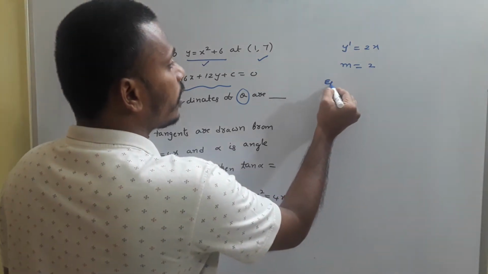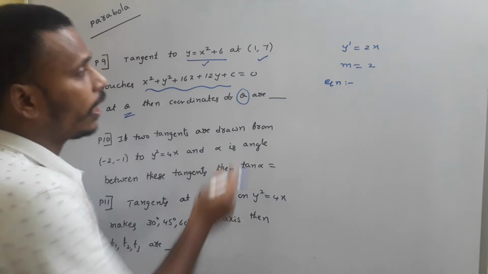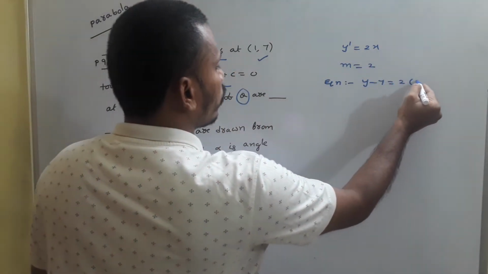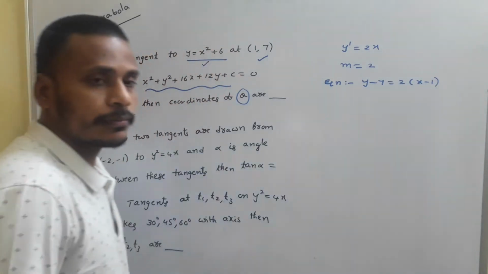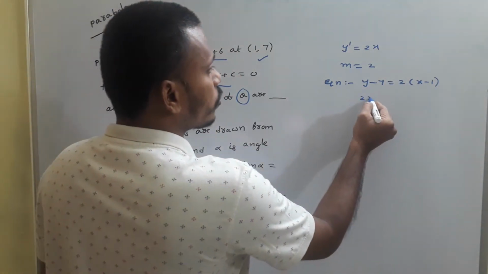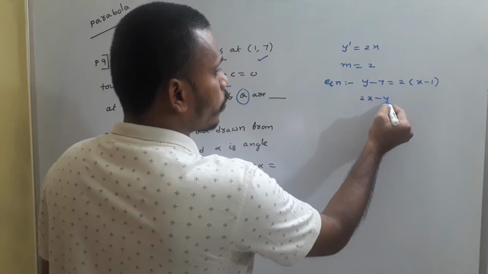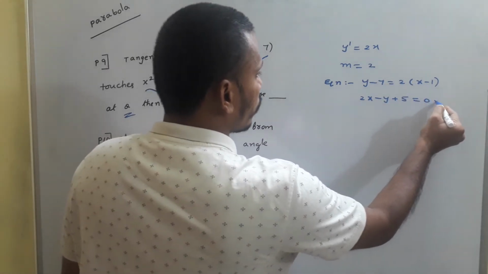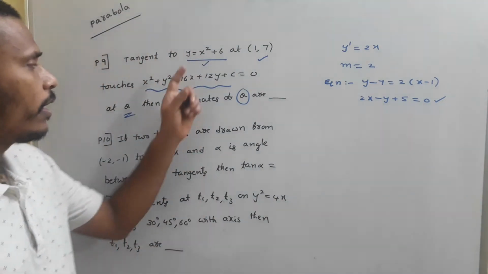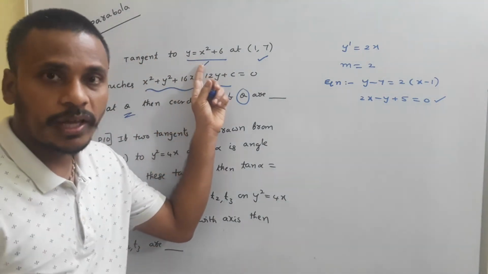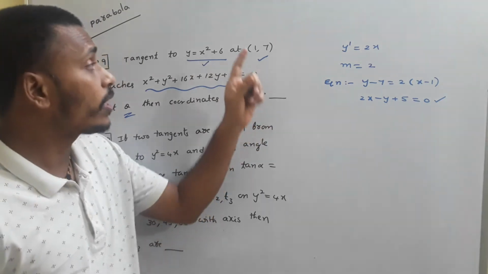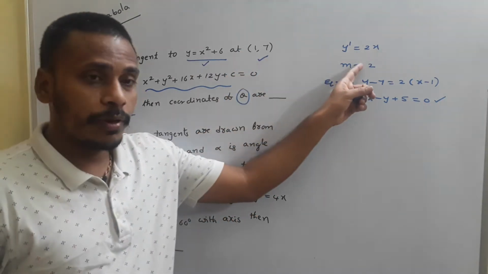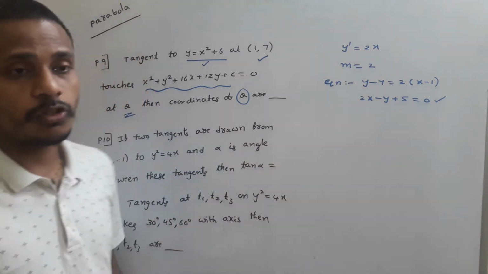Then what is the equation of tangent at the point with the slope? So y minus 7 is equals to 2 into x minus 1. And if we simplify, this is 2x minus y minus 2 plus 7, that is plus 5, is equals to 0. Is it right? dy by dx is 2x and that dy by dx at the point is 2, so the slope is 2. At the point with the slope 2, this is the equation of tangent.